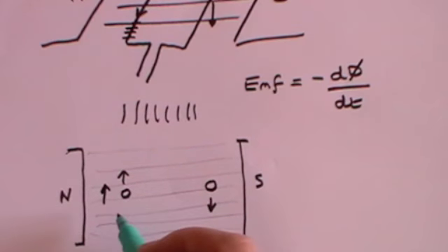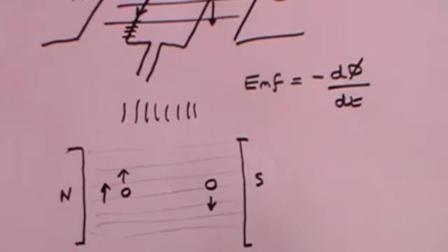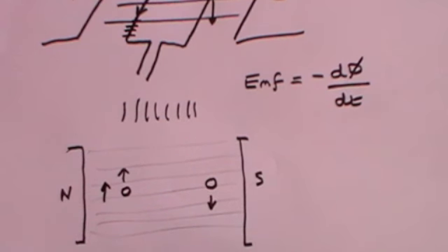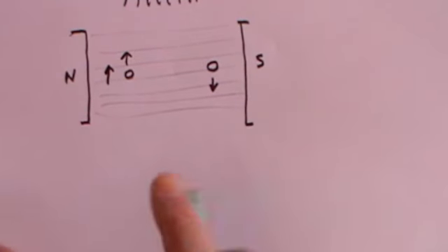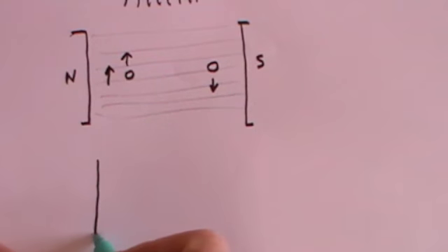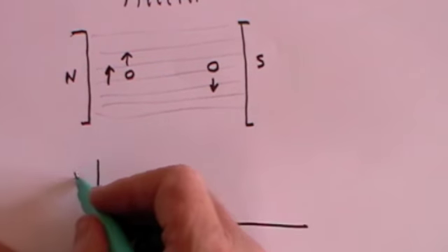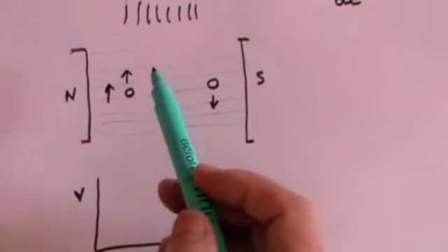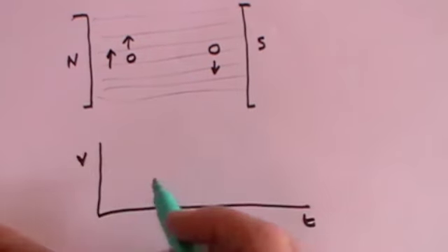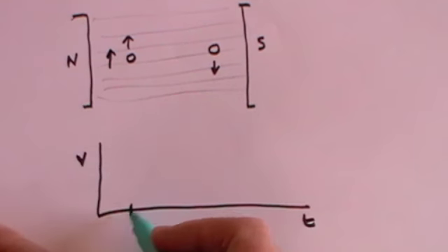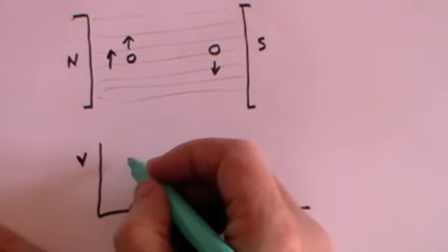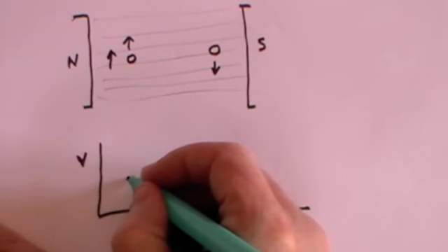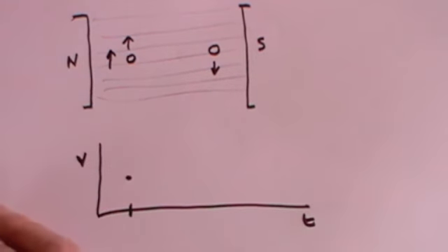Consequently, it is cutting the flux. It's the maximum point at which it cuts the flux, and therefore it generates the maximum EMF. So if we plot voltage against time, then let's say that when it's here, at this point here, it will have a maximum voltage. So let's give it a maximum voltage like that.